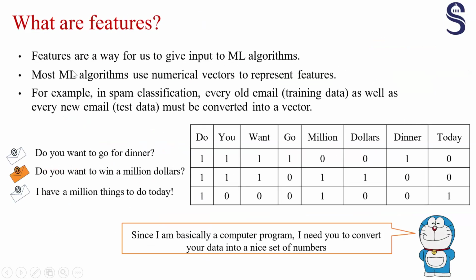For example, what are features? A feature is a way for us to give an input to the ML algorithm. Most ML algorithms use numerical vectors to represent the features. For example, in spam classification, every old email as well as every new email, meaning the training data and the testing data, must be converted into a vector, right? So you can see these are the vectors. Do you want to go for dinner, right? Suppose this is an email which you received, and you have given some features as 0 and some features as 1. Possibly the 1 you can treat as the correct one, meaning you don't have any problem with such features if this is in your email.